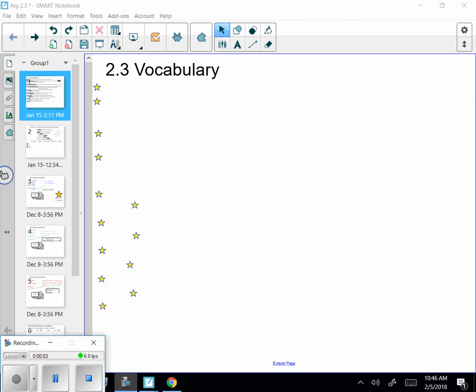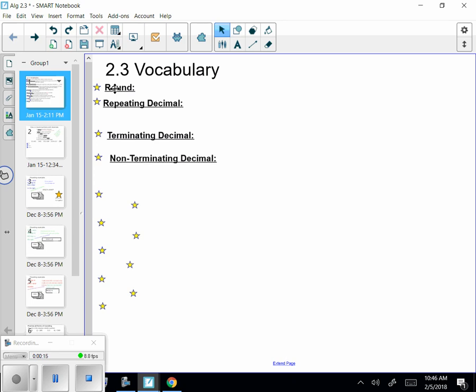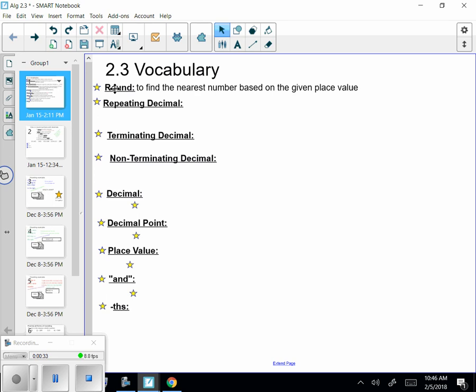Algebra 2.3, Vocabulary. Here are your words for today: round, repeating decimal, terminating decimal, non-terminating decimal, decimal, decimal point, place value, and the suffix ths. Round, to find the nearest number based on a given place value.